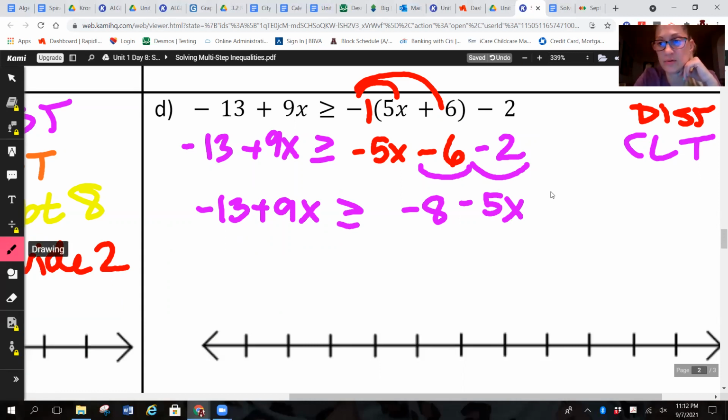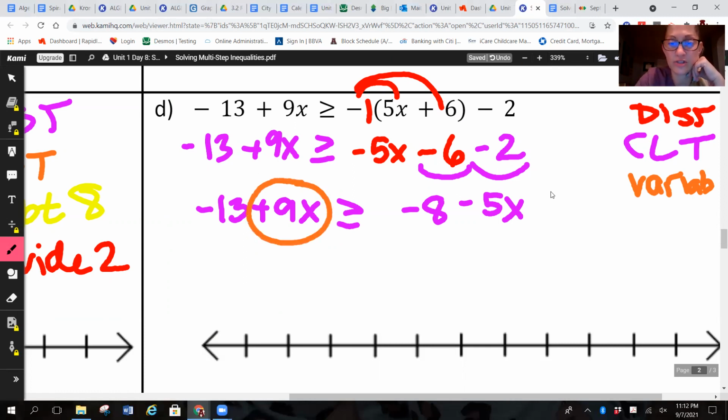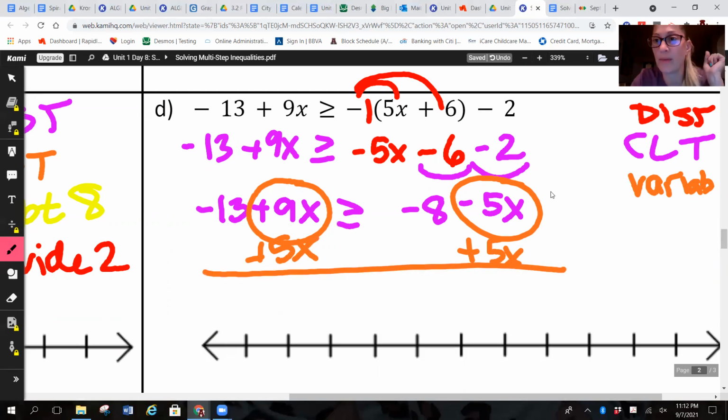Next, I'm going to get the variables together. Remember how my little PowerPoint said, do you have a variable on both sides? And we do. Which one's smaller? The negative 5. Do the opposite. Positive 5. That's what my PowerPoint said. That makes 0.